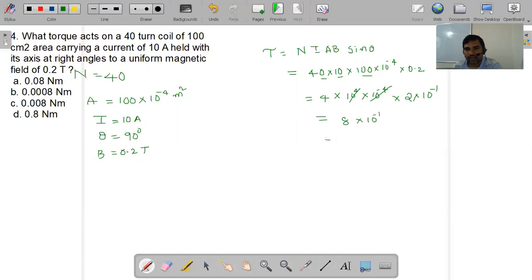This also can be written as 0.8. Okay, so Newton meter, 0.8. Do we have that option here? Yes, fourth option is correct.